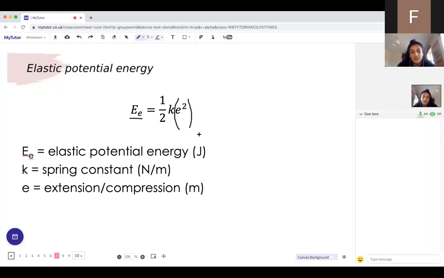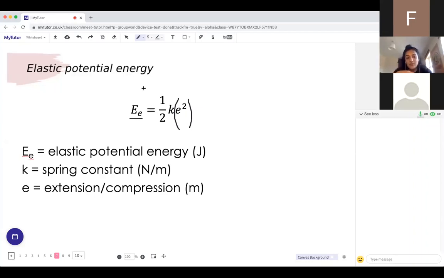Okay, so this is another important equation that we need to know to work out elastic potential energy. It's one of those energy forms that you first do when you start the topic of energy. You have thermal energy, you have gravitational potential energy, you have light energy, sound energy, and now we have elastic potential energy. And this is the way that we work it out.